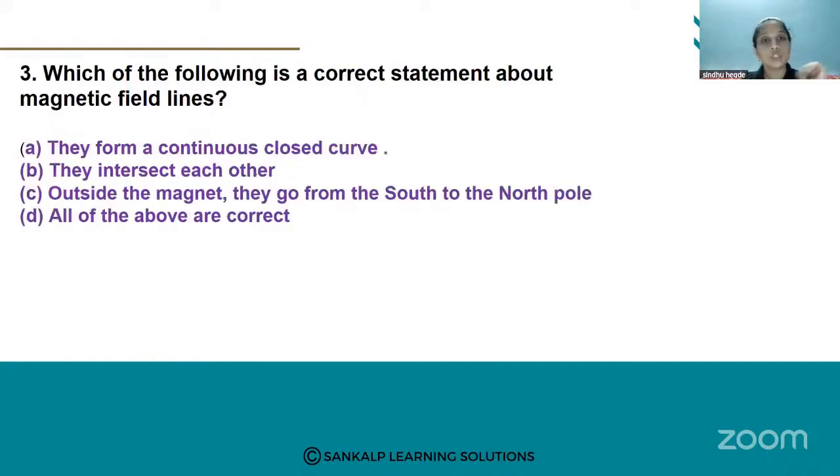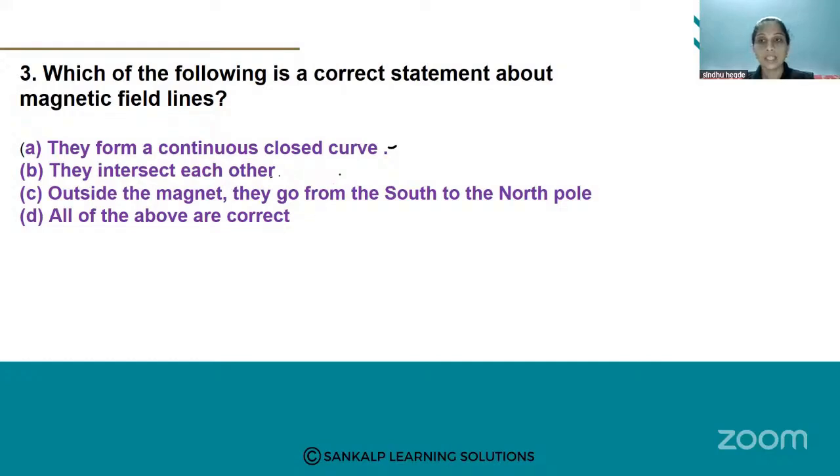Next question, which of the following is a correct statement about magnetic field lines? We already studied the properties of magnetic field lines. So remembering that, just find out which statement is correct in these following statements. They form a continuous closed loop, and the next statement, they intersect each other, or outside the magnet they go from south to north pole, and fourth one, all of the above are correct.